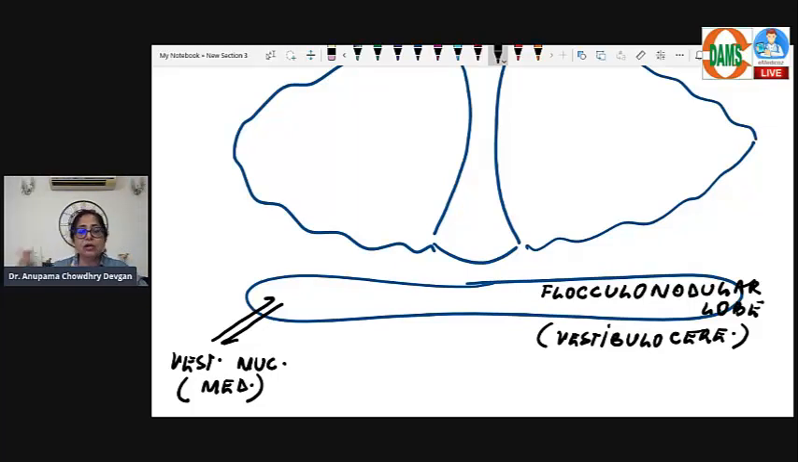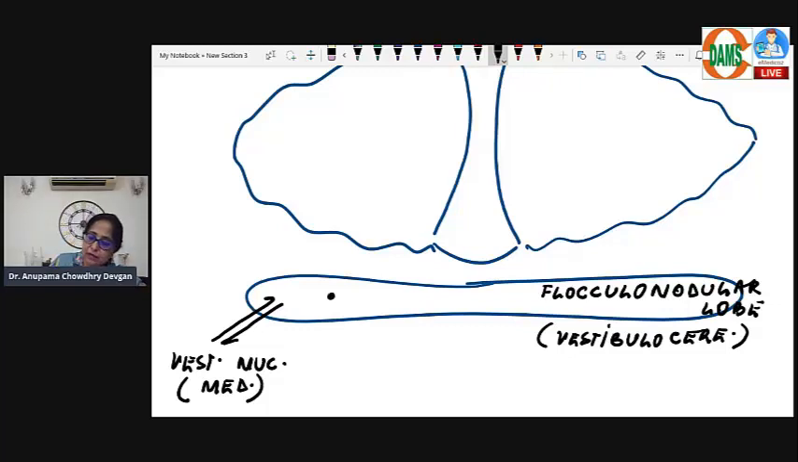Right? There is a flocculonodular lobe or the vestibulocerebellum. This has direct to and fro connections with the vestibular nuclei. This is the oldest part of the cerebellum. When I say oldest part of the cerebellum, what do I mean by that? That means in terms of evolution, this part of the cerebellum developed first.